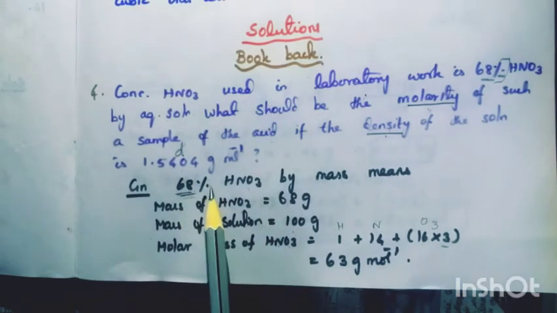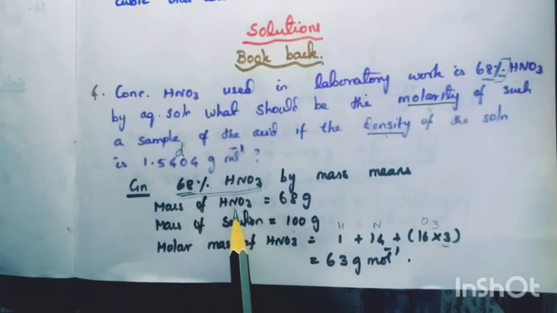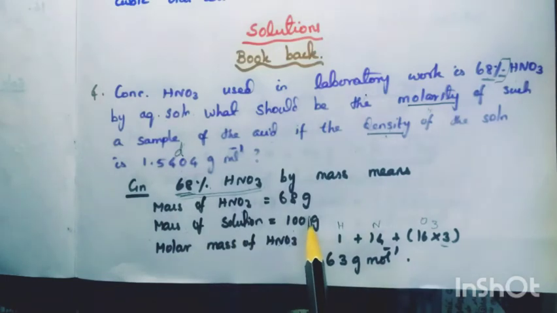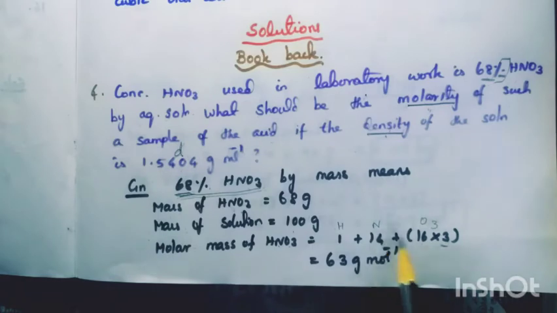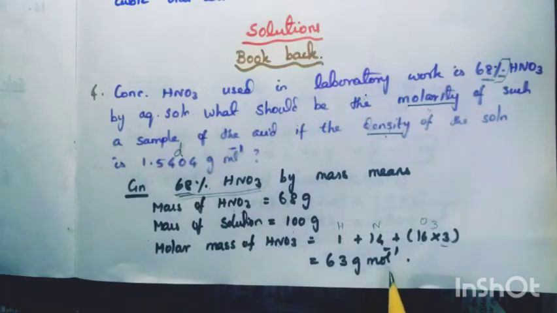Given 68% nitric acid means the mass of nitric acid is 68 gram and the mass of the solution is 100 gram overall. Molar mass of nitric acid, HNO3: atomic mass of hydrogen is 1, atomic mass of nitrogen is 14, atomic mass of oxygen is 16, and 3 atoms are there, so 3 times 16. Overall the molar mass is 63 gram per mole.